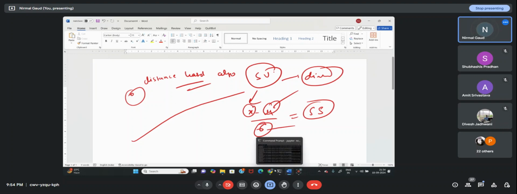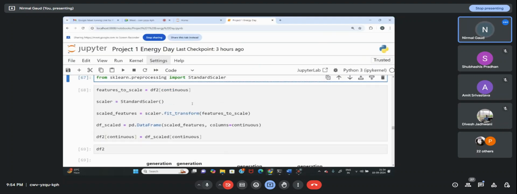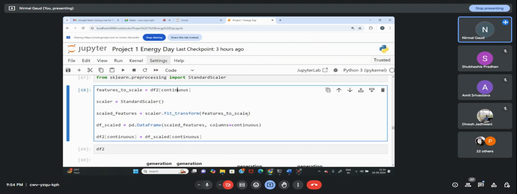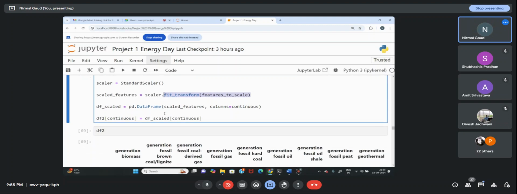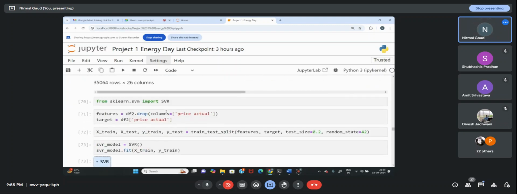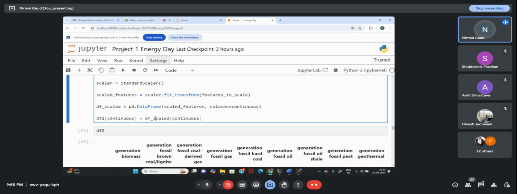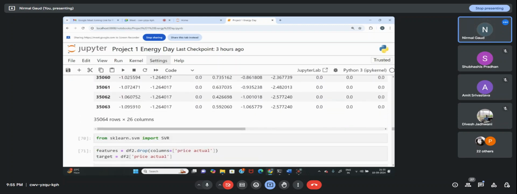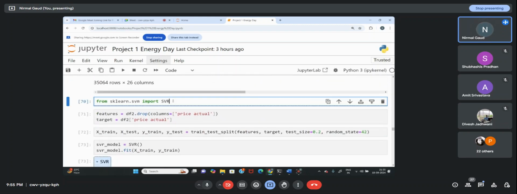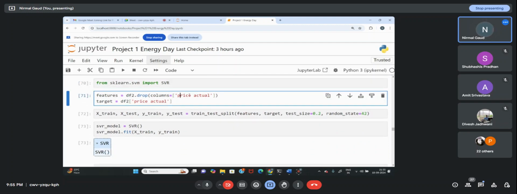That's what I did here. I took my continuous features and fit all of them to get scaled. After scaling, I got my scaled data frame. Then I used SVR, support vector regressor. Again, I took price actual as the target, and the rest are my columns for training.